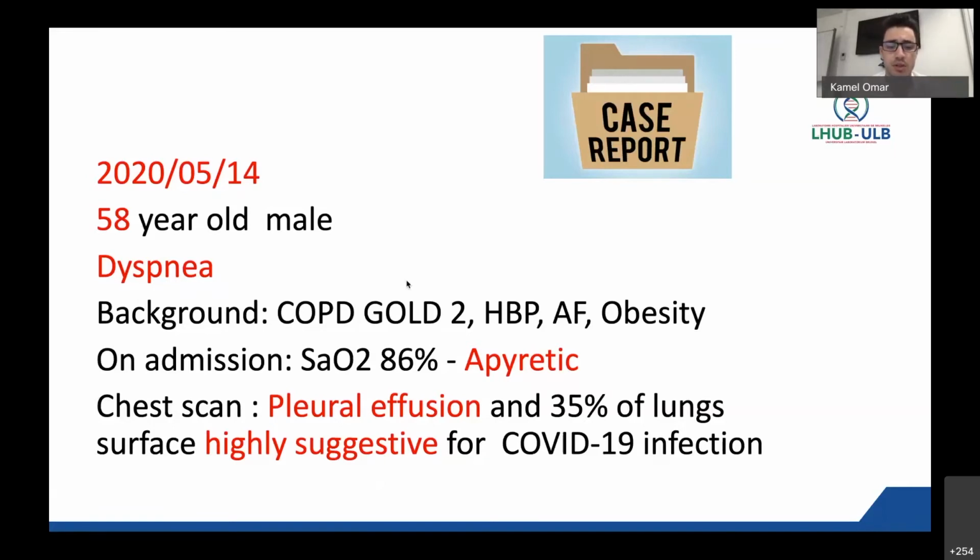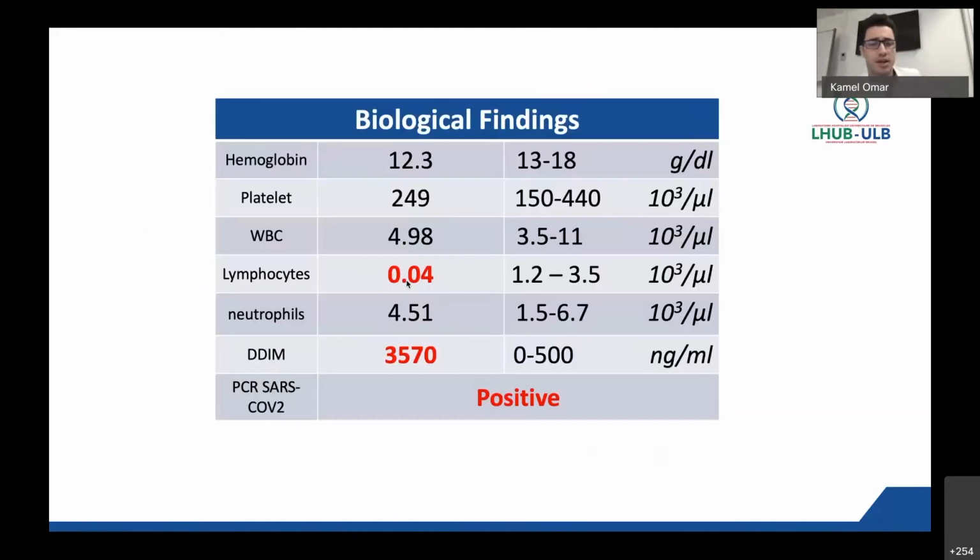A chest scan was performed, and we found a pleural effusion and 35% of lung surface highly suggestive of COVID-19 infection. Here are summarized the main findings of the lab. We had a slightly reduced hemoglobin, a normal platelet and white blood cell count, a severe lymphopenia with 40 lymphocytes per microliter, a normal neutrophil count, and a raised D-dimer at 3,500 nanograms per milliliter. Of course, he was tested with PCR for SARS-CoV-2, which turned out to be positive.